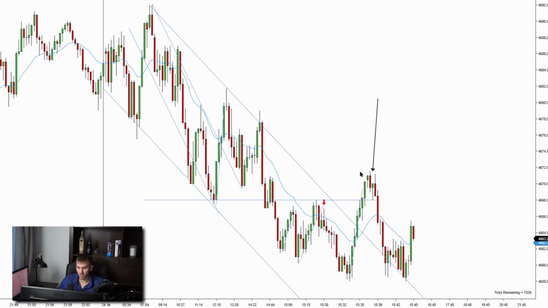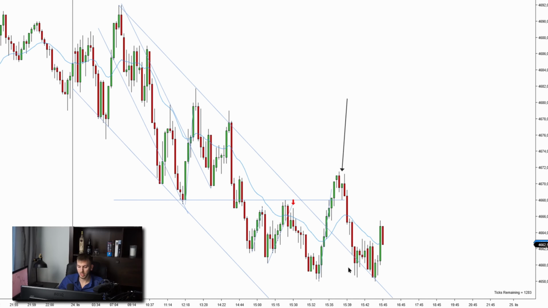That's always dangerous. Right now you can see break, new extreme form, so the downtrend may be over. We are expecting correction and possibly reversal. We will see.